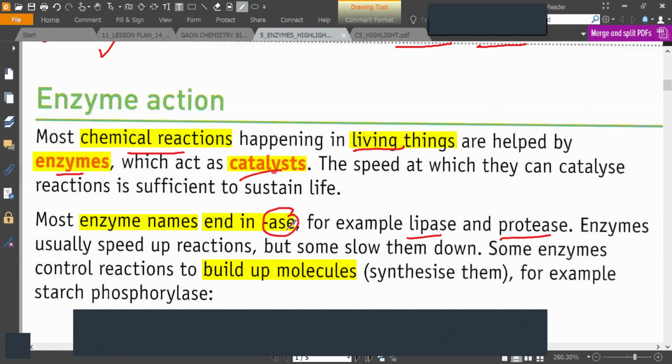So enzymes usually speed up reactions, but sometimes they also slow them down. Enzymes are used to build up molecules like glucose. We need an enzyme to join the glucose together, and we also need an enzyme to break down the glucose. So for both processes we need the enzyme.